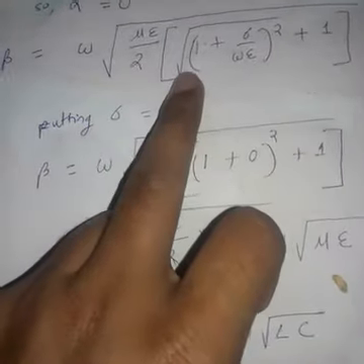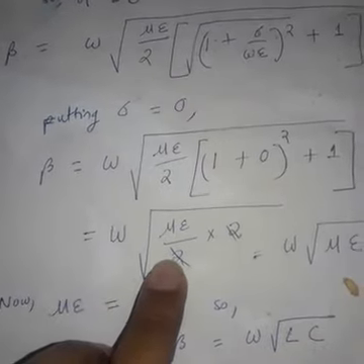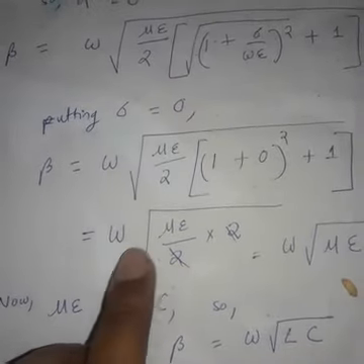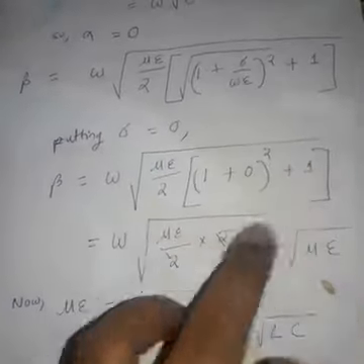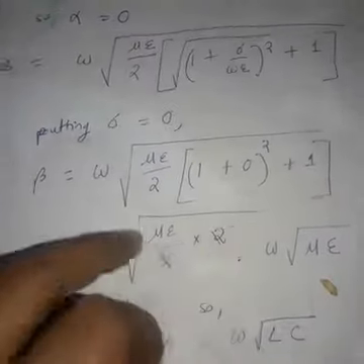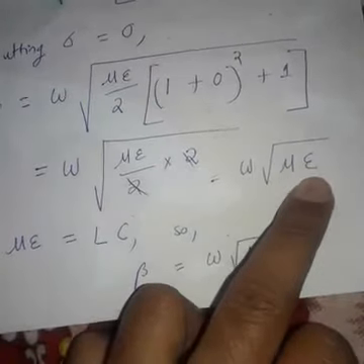The root over I have left out because root 1 is 1. Okay. So this is equal to omega root mu epsilon by 2 into 1 plus 1 is 2. So 2 cancels out. So how much remains? Omega into root over of mu into epsilon.